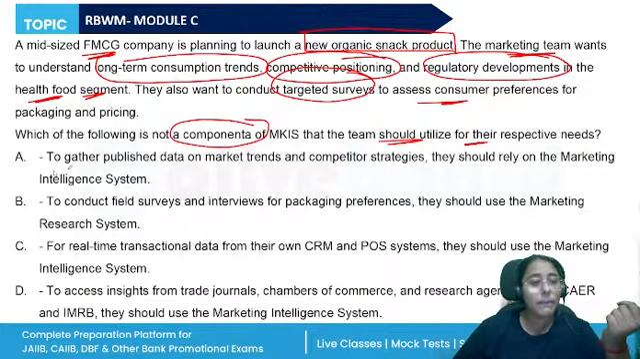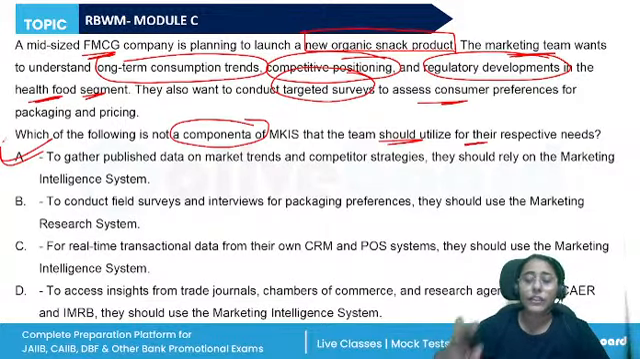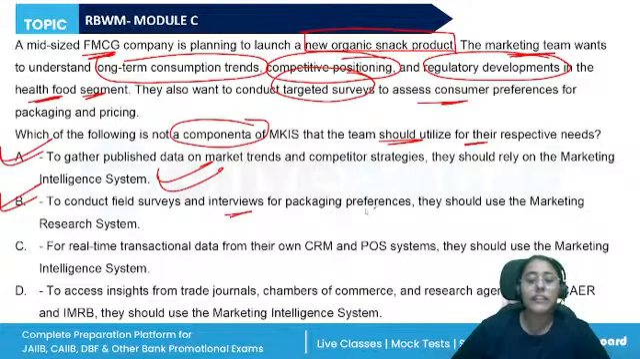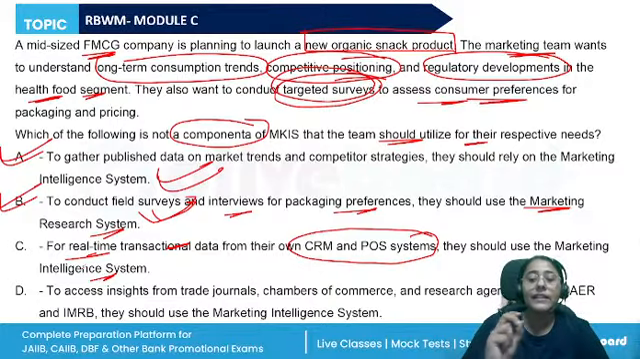Their needs are to look at the market, the competition trend, regulatory development, also the consumer preference. So, will they gather published data on the market trend and the competitor strategies? Yes, they will. So, the marketing intelligence system will be used. They will conduct field surveys and interviews for packaging preference, yes. For the targeted surveys, consumer preferences, so the marketing research system will also be used. For real-time transactional data, their own CRM and POS system, the marketing intelligence, no. When we are talking about the real-time transaction data, we are referring to the management information system, not MKIS. So this is not a component.